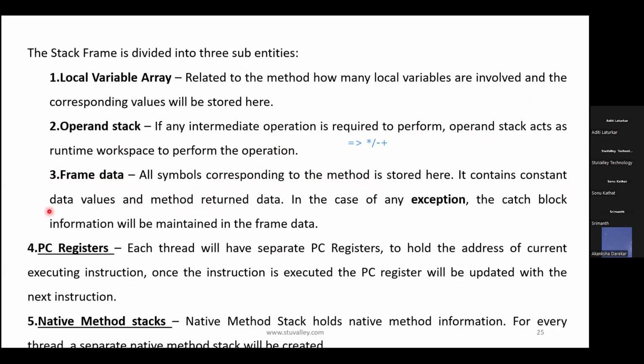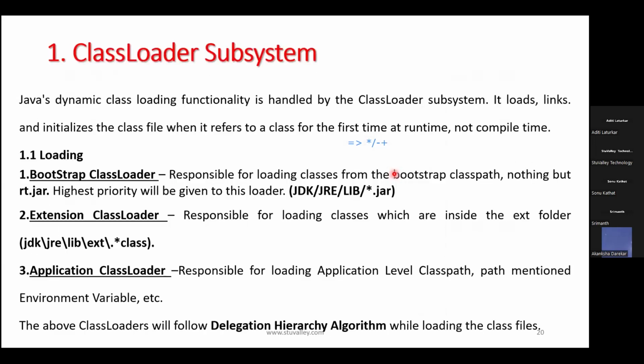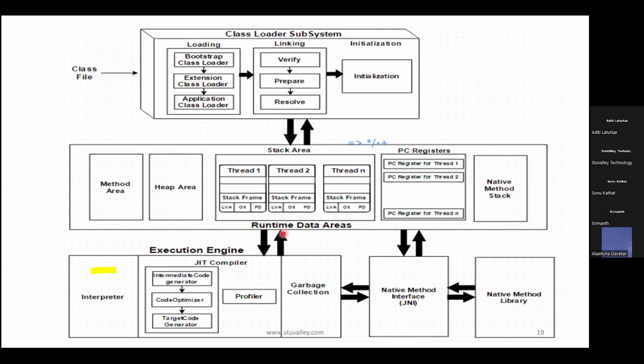Again, if some constant values are there, those are also stored here in the frame data. In case of any exception, the catch block information will be maintained here in the frame data. This exception part, when we learn exceptions, then you will be able to understand that. Okay. So this is the second important memory allocation related information here in the runtime data areas of the JVM architecture.